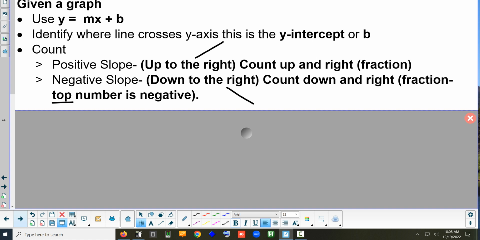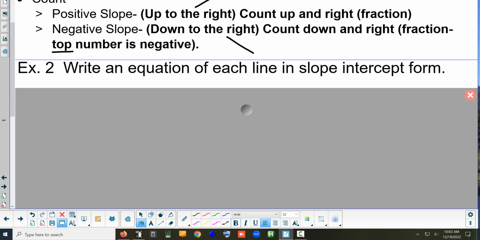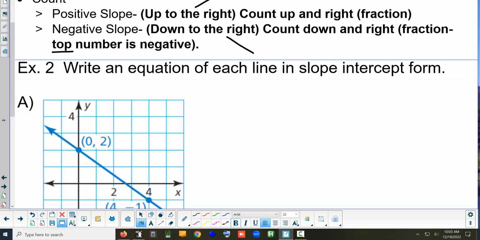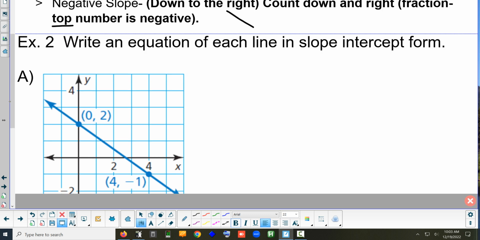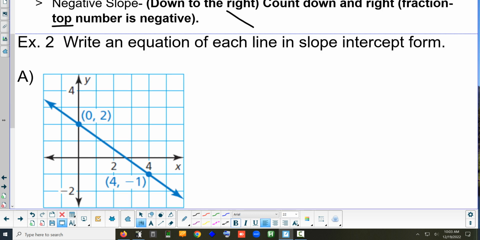All right, now for example 2, do you guys already have the picture printed on your guided notes? Okay. So that hopefully is the same picture. It looks good. 0, 2, and 4, negative 1.